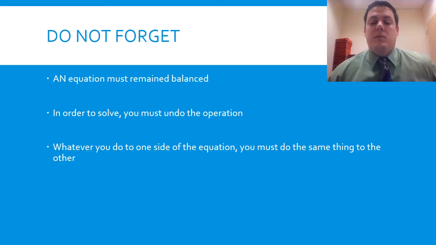Remember, an equation must remain balanced. So whatever you do to one side, you must do the same thing to the other. And in order to solve and isolate that variable, you must undo the operation. So you have to do the inverse operation to get rid of it from the variable.